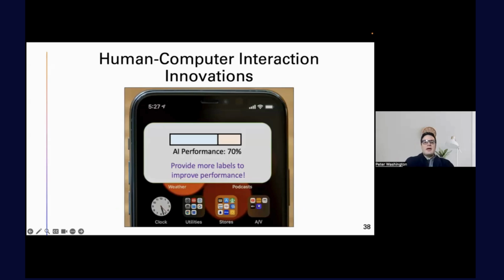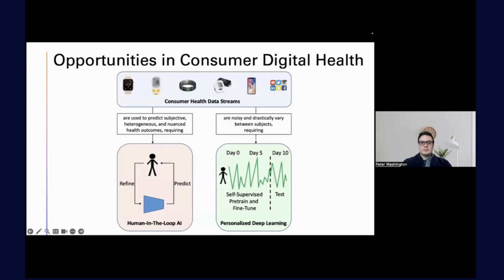Another thing we're looking at is to gamify it a little bit and to just tell the user what the AI performance is at all times. Like, hey, the AI is at 70%, provide more labels to improve it, and seeing if that works, looking at combining these, and a whole bunch of other variations of this.